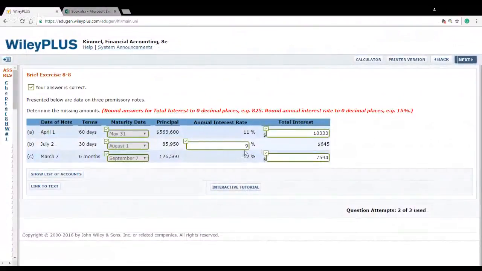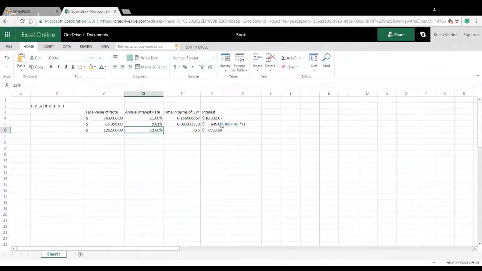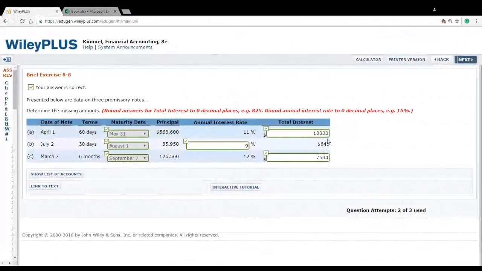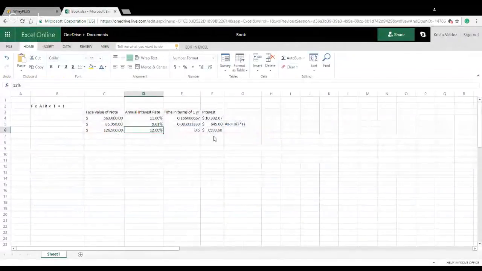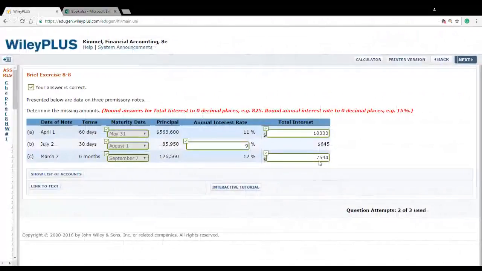And when you plug it in, the answer just tells you to round up. So when we round up, 9.01% equals 9%. 10,332.67 equals 10,333. 7,593.60 is going to equal 7,594.